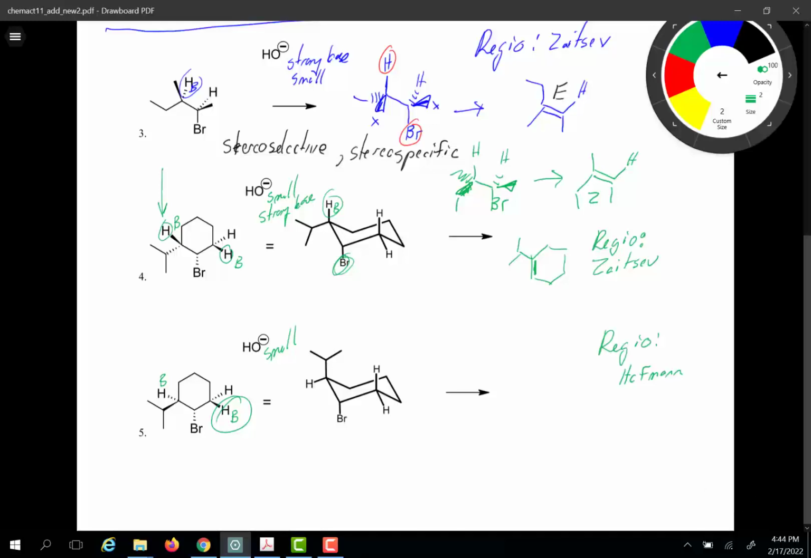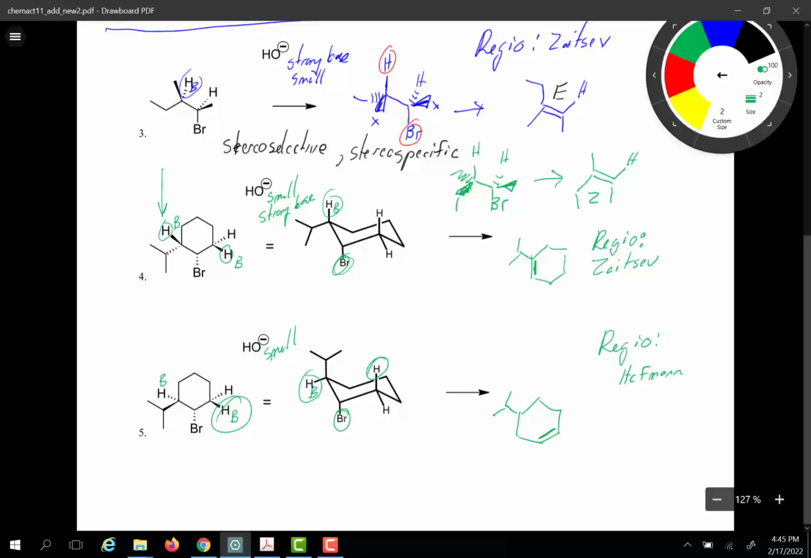We can see this more clearly in the chair conformation. Here's the beta hydrogen on the left-hand side that would result in the Zaitsev product. You can see that it does not have an antiperiplanar arrangement. Even if we were to draw the other chair conformation, it still would not have an antiperiplanar arrangement. However, this hydrogen, which is on the opposite side of the ring, is antiperiplanar to that bromine. Therefore, the product that we would expect to result would be this Hofmann product.